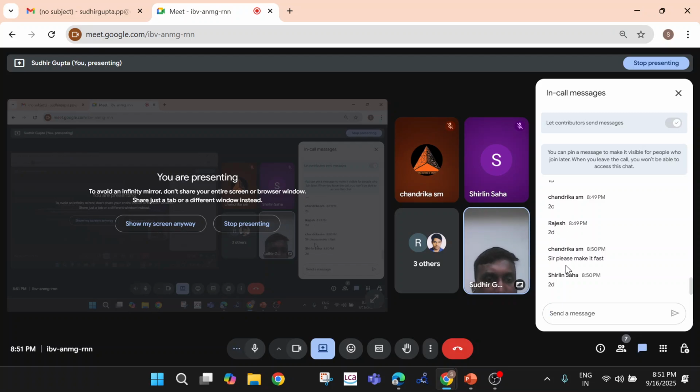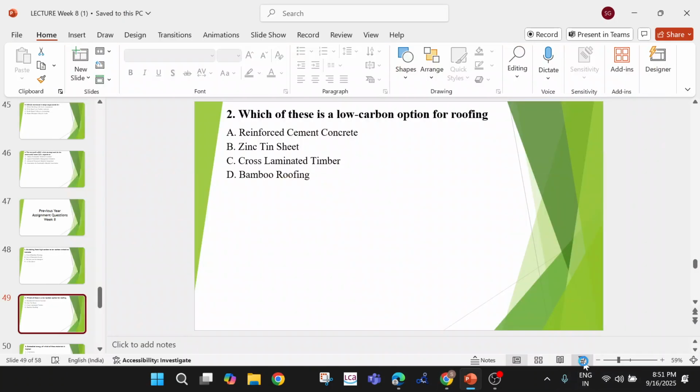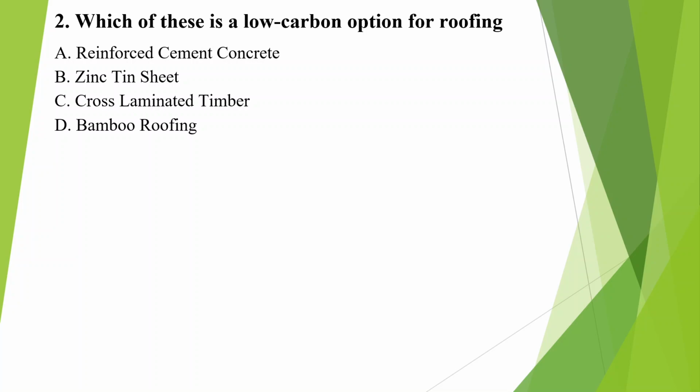So 2C, 2D. For this particular question, question number 2, 2D was considered to be the more appropriate or the correct answer. Although both cross laminated timber and bamboo are low carbon options for roofing, the lowest carbon option is bamboo roofing. That's why option D was considered to be the correct answer.